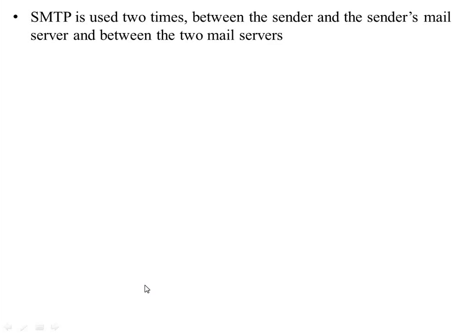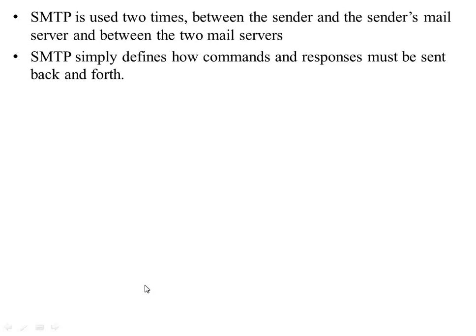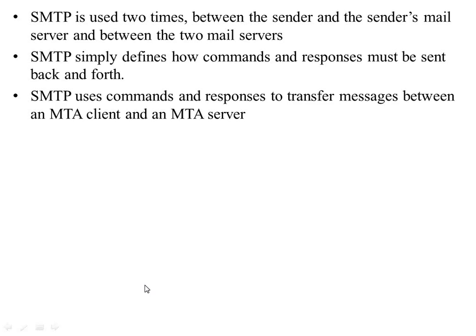SMTP is used twice, as we have seen in the previous diagrams: between the sender and the sender's mail server, and between the sender's mail server and the receiving end mail server. SMTP simply defines how the commands and responses must be sent back and forth. That means how you are sending the commands and how you will be getting the responses. That is decided by SMTP. So SMTP uses commands and responses to transfer the message between the MTA client and MTA server. That is very important.